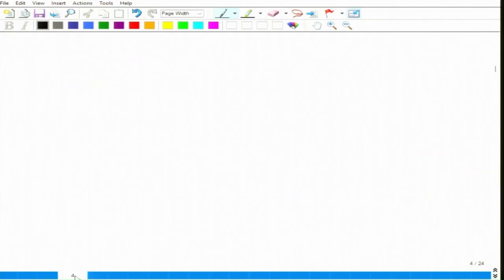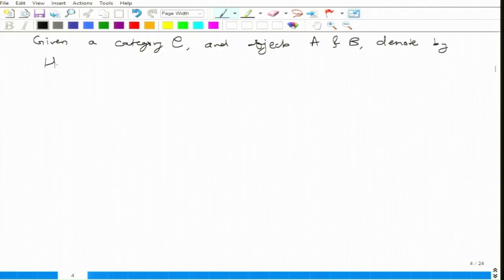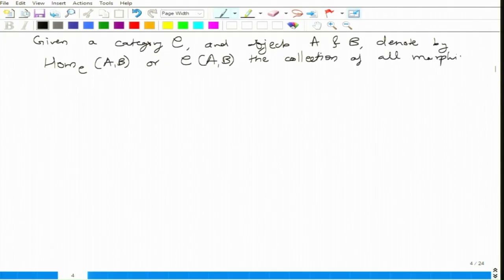Where set theory enters in this scenario, I'm going to talk about now. Suyash already mentioned that some collection should be sets. So let me introduce this. Given a category C and objects A and B, denote by hom C of A, B, or just C(A, B), the collection of all morphisms f satisfying: domain of f is equal to A and codomain of f is equal to B.